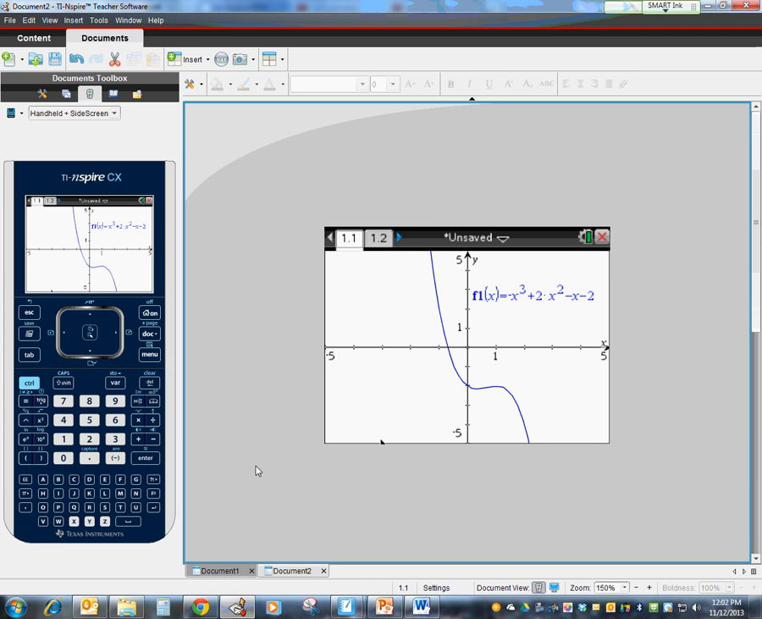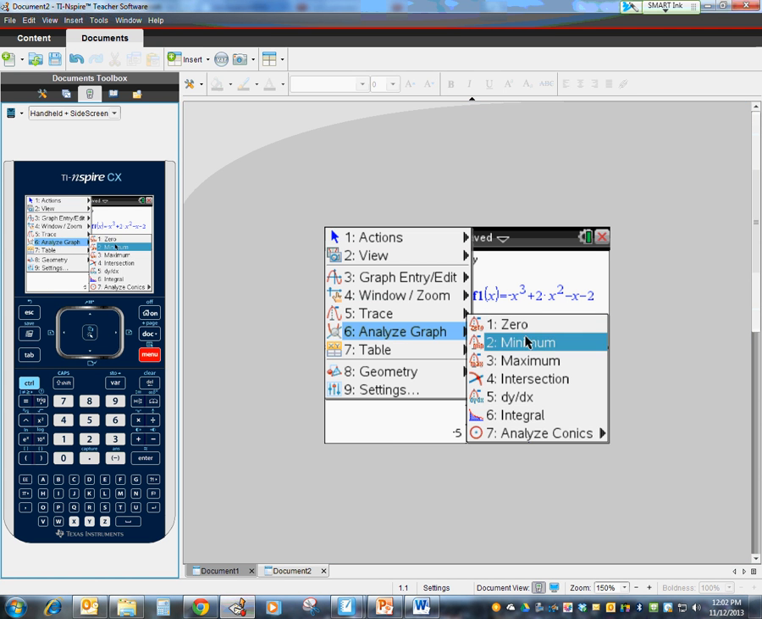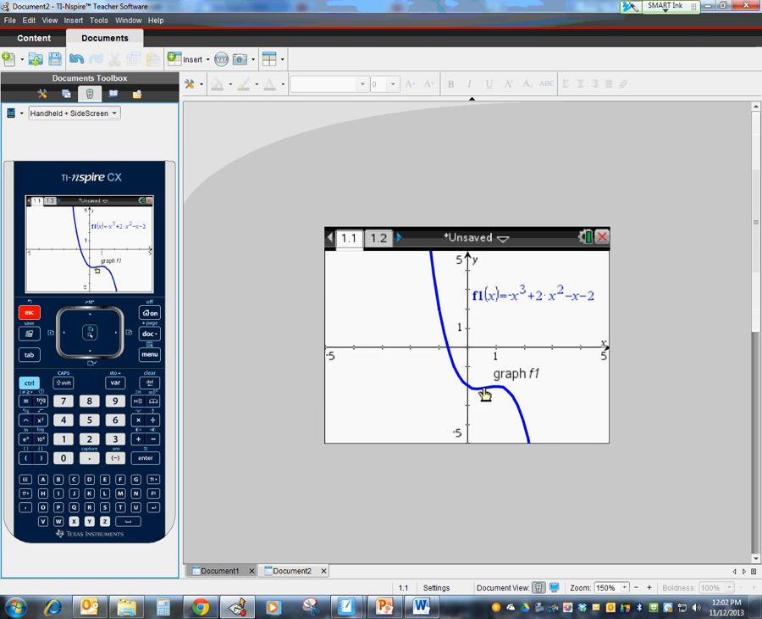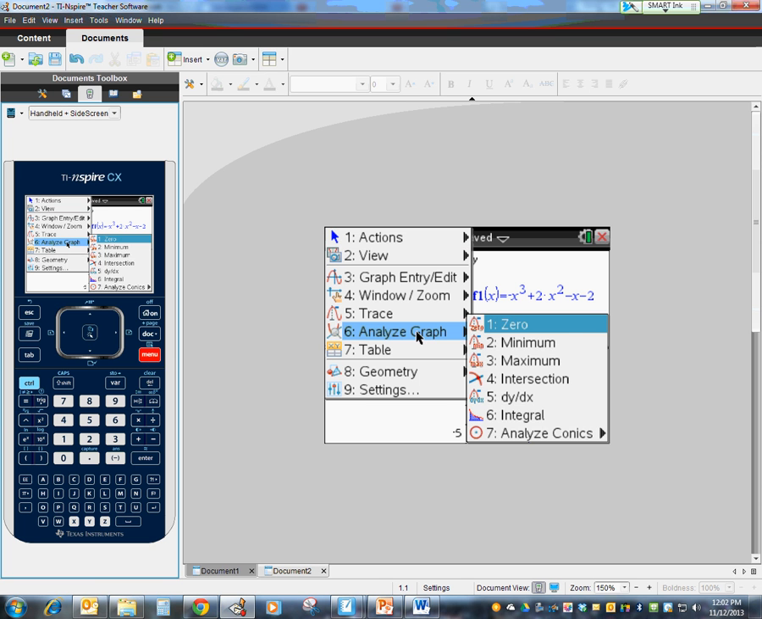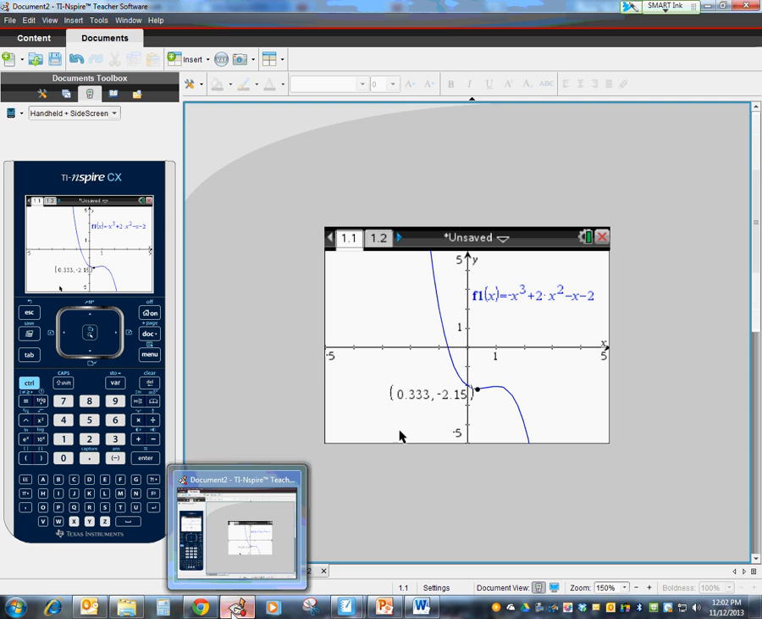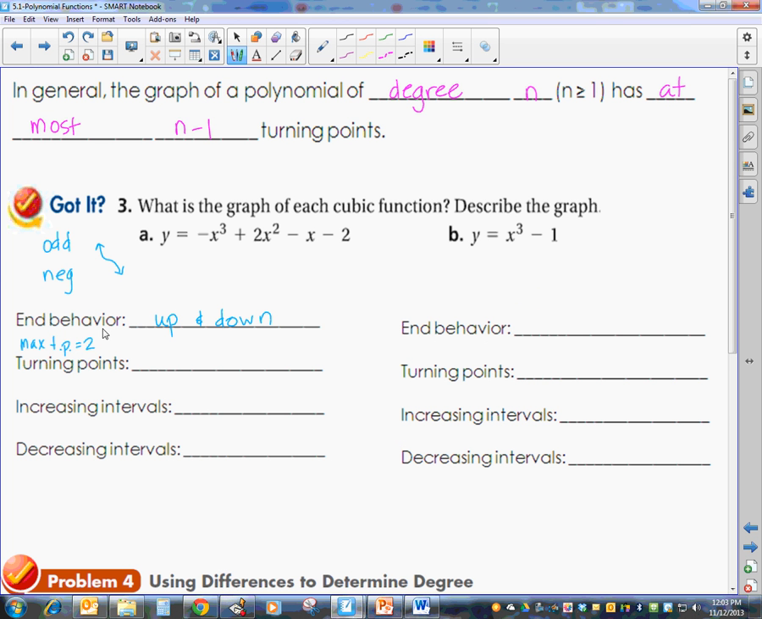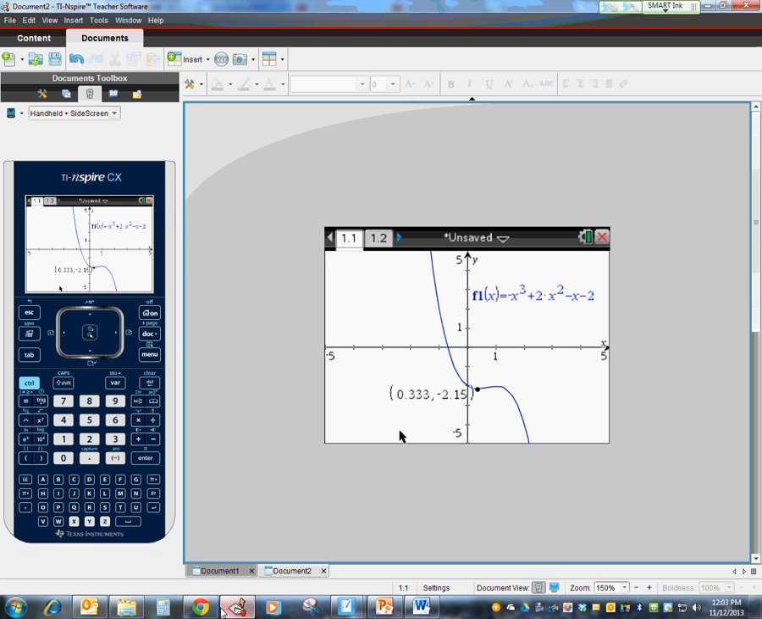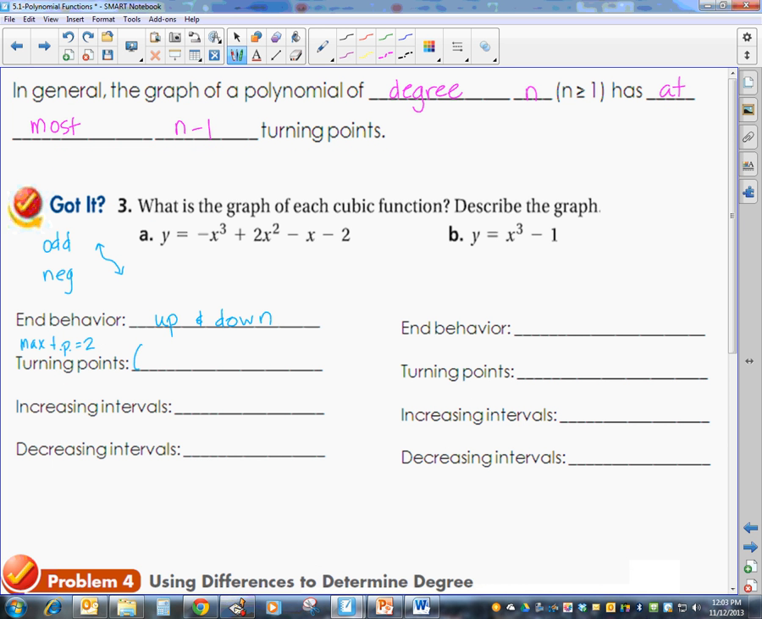So if we go calculate it on the Inspire, I'm going to hit Menu, Analyze. And this time on that first one, let's hit Escape so we can look at that. This happens to be a minimum. That's a valley. So Menu, Analyze, Minimum. And it's going to ask me for the lower bound, or we said left bound on the 83. Lower bound, right bound. And so it gives me the minimum point, and we're going to fill in that point right there. Let's make sure. It is point 3, it's not negative. So I have 0.33 comma negative 2.15. Okay, that's one of my turning points.